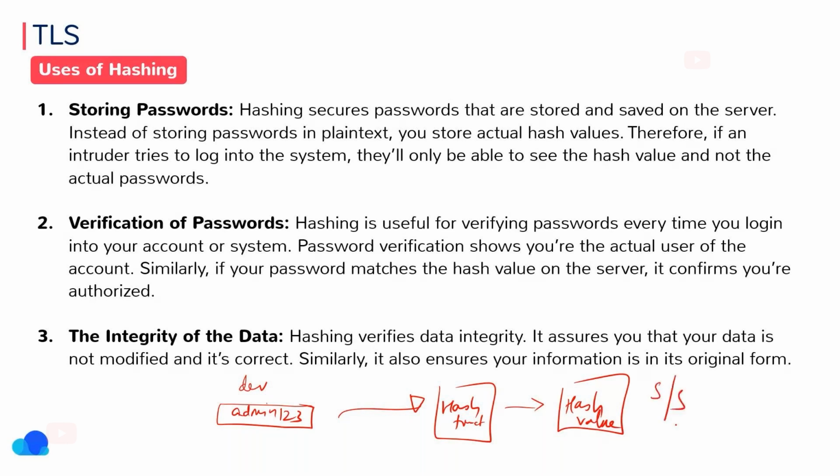Now next time if I log in, I'll enter admin123. So now what the system will do is try to calculate the hash value of this. It will compare this newly calculated hash value and the one which is originally stored. If both these values are equal, then only it will authenticate you.